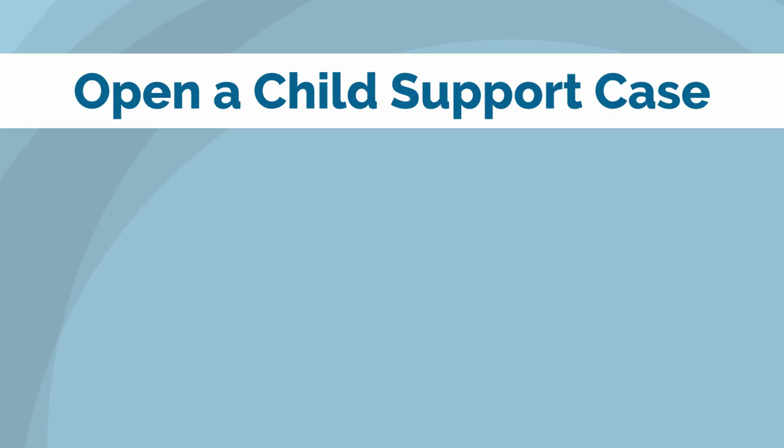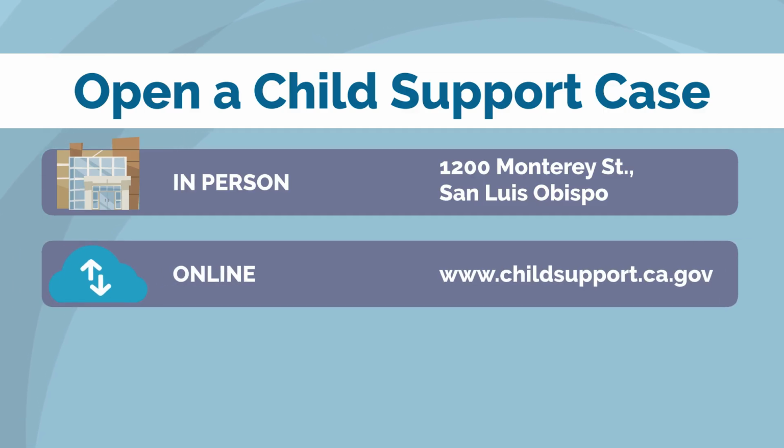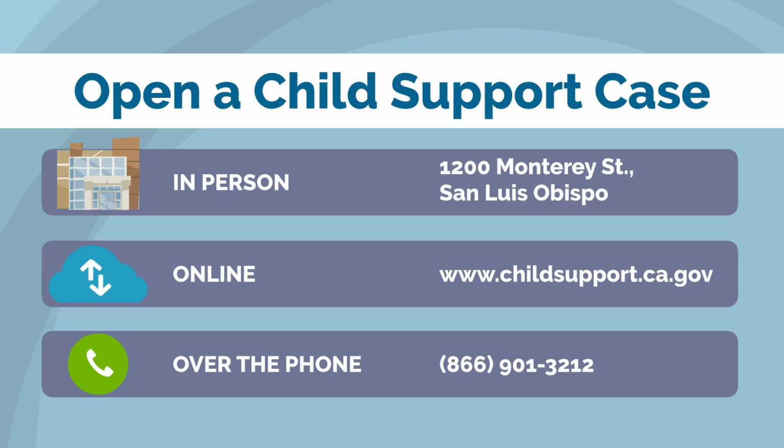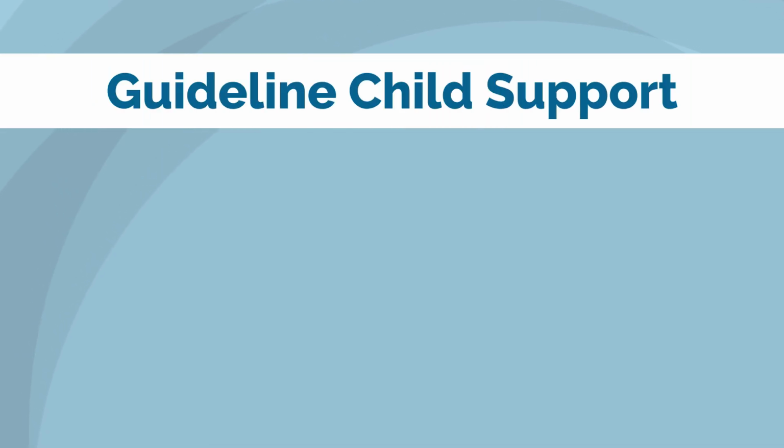You can apply for services by going in person to the local child support agency located at 1200 Monterey Street in San Luis Obispo. You can also apply online using the application at childsupport.ca.gov or by calling 866-901-3212. Child support is calculated using a mathematical equation that balances multiple different factors.